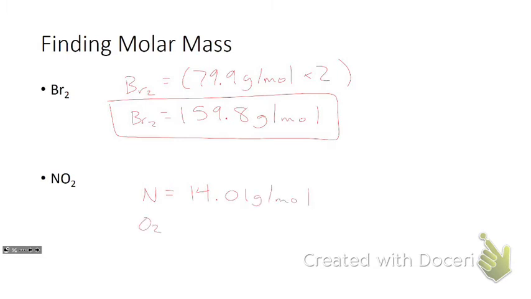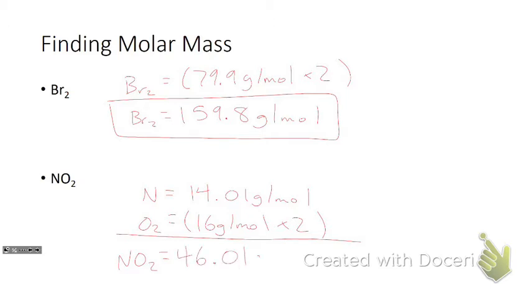And O2, oxygen has a molar mass of 16 grams per mole. And there's two of them. So molar mass of nitrogen dioxide is what? 46.01 grams per mole. Good.